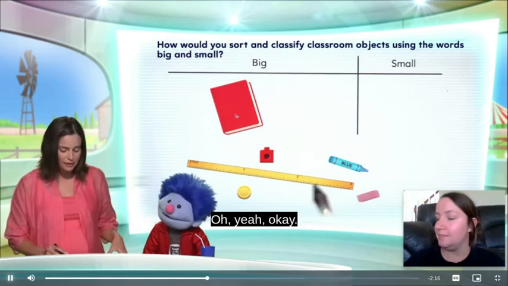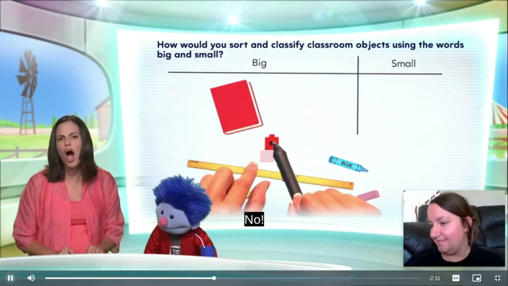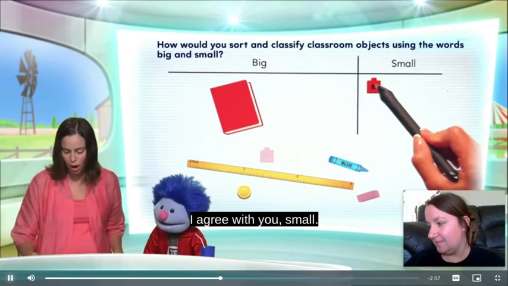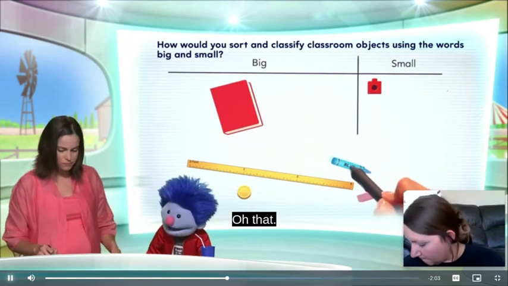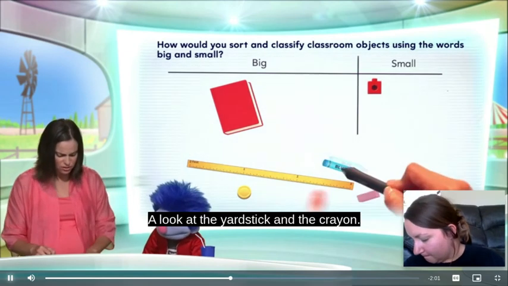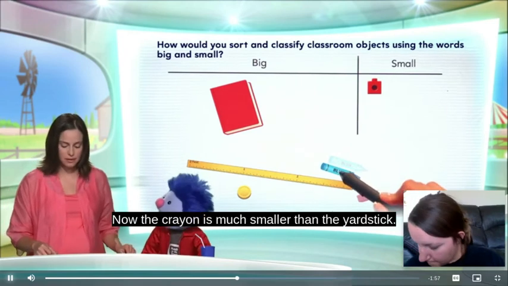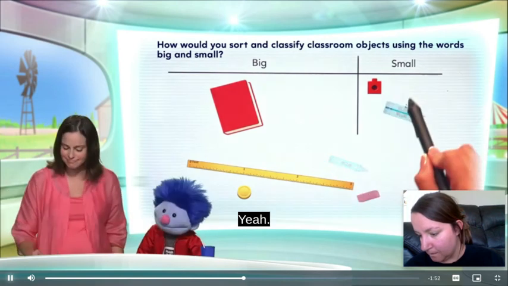Oh, yeah, okay. What about the connecting cube? What do you think? Does it look small or do you think it looks big? I think it looks small. I agree with you. Small. Okay. How about the crayon? Oh, and look at the yardstick and the crayon. Look at how the crayon is much smaller than the yardstick. Yeah, so I would say the crayon is small.